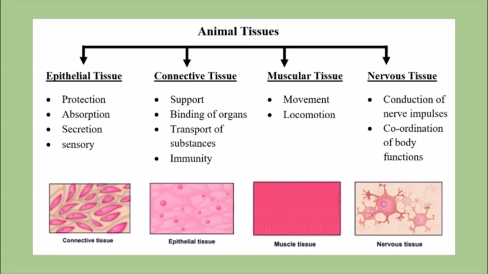So the animal tissues are divided into four types. First is the epithelial tissue, which is for protection, absorption, secretion and for our sensory organs. Next we have the connective tissue, which is for support and for our immunity. Third is the muscular tissue, which is for movement and locomotion. And the fourth type is the nervous tissue, which is for conduction of impulses, or control and coordination of our body. So these are the four main types of tissue in animals. In each main type, like epithelial, there are some more types, and connective also has some more types. So we will be studying about that.